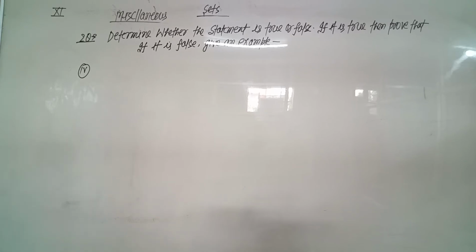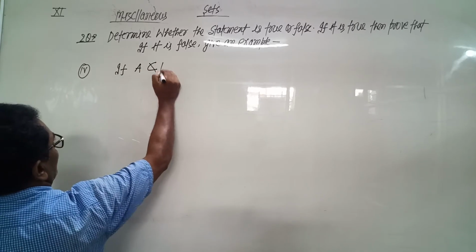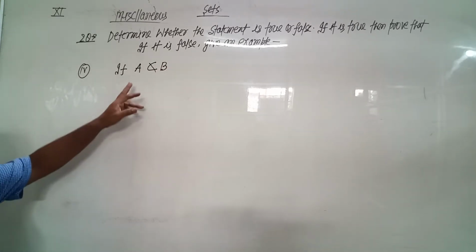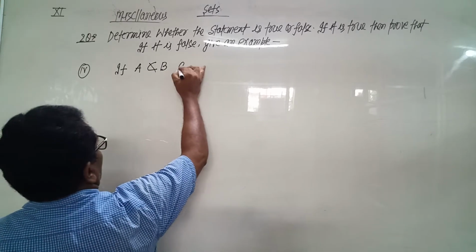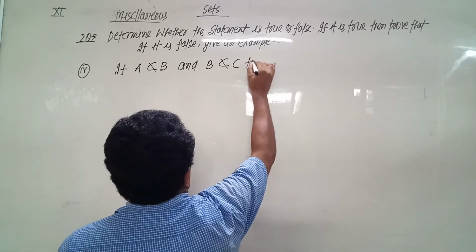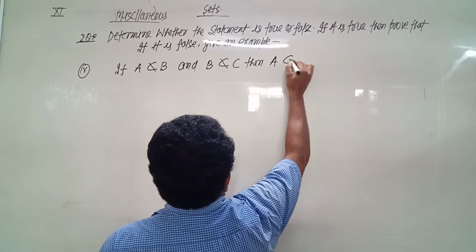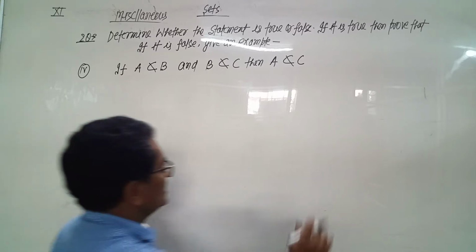If A is not a subset of B and B is not a subset of C, then A is not a subset of C. We have been given the statement that if A is not a subset of B and B is not a subset of C, then A is not a subset of C. So this statement is false.